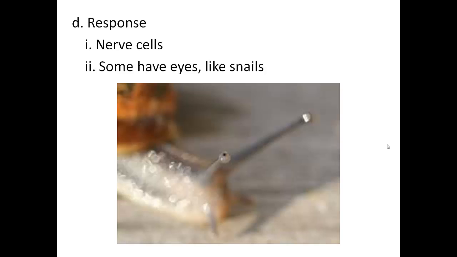Response, they have nerve cells. Some have eyes. They can't really see things clearly. It's more for sensing light and darkness.